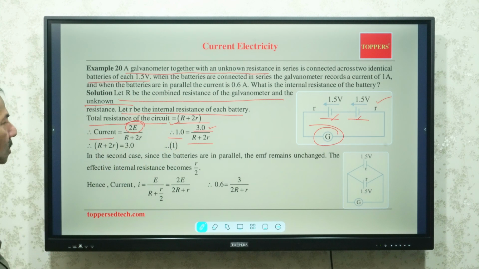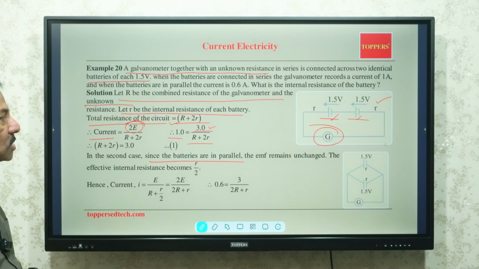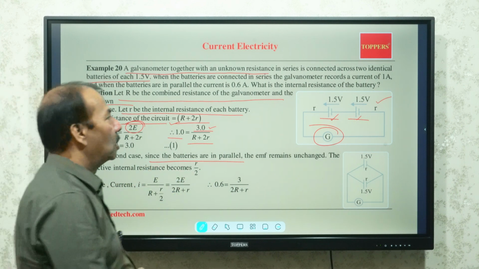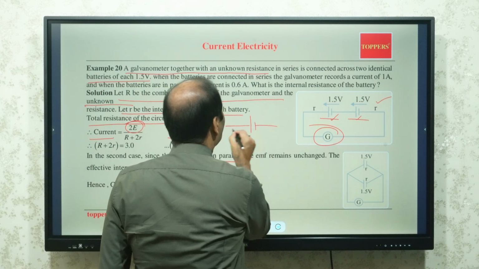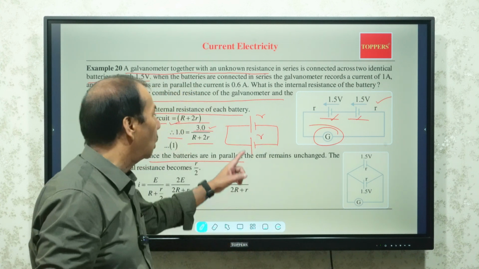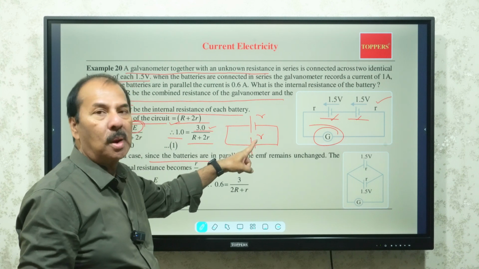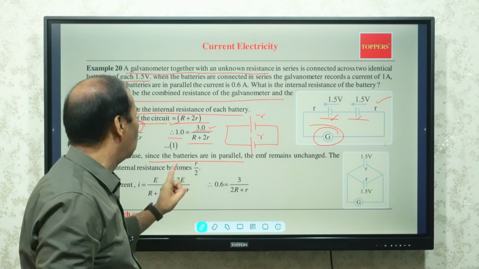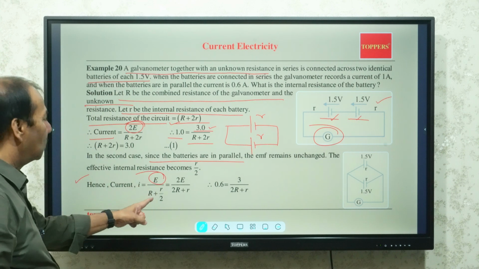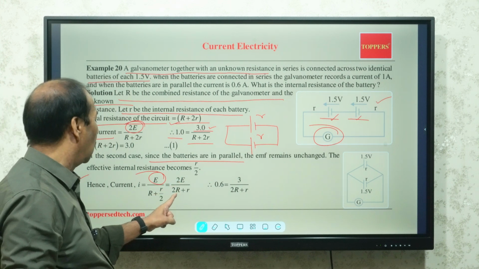Now in the second case, since the batteries are in parallel, the EMF remains unchanged. So the effective internal resistance becomes how much? r by 2, because now the cells are connected in parallel. Here internal resistance r, here internal resistance r. So the equivalent of these two in parallel will be 1 upon r plus 1 upon r, reciprocal of that, and finally it will be r by 2. So the current will be how much? E upon R plus r by 2, that is twice E divided by 2R plus r.